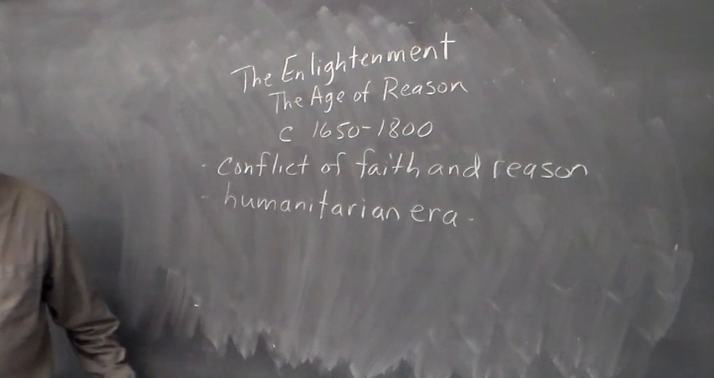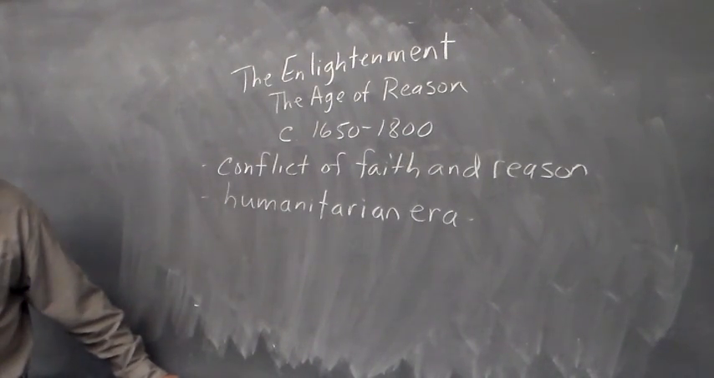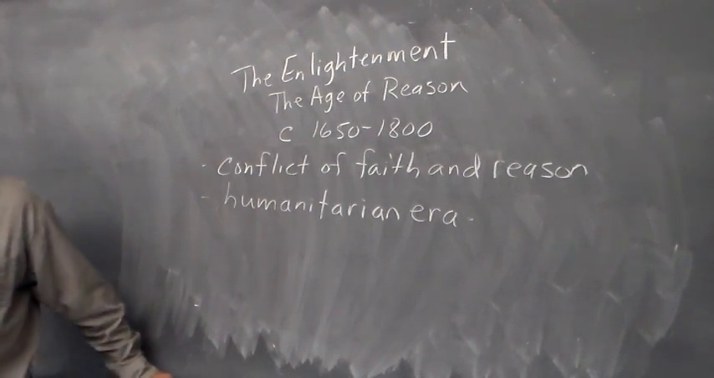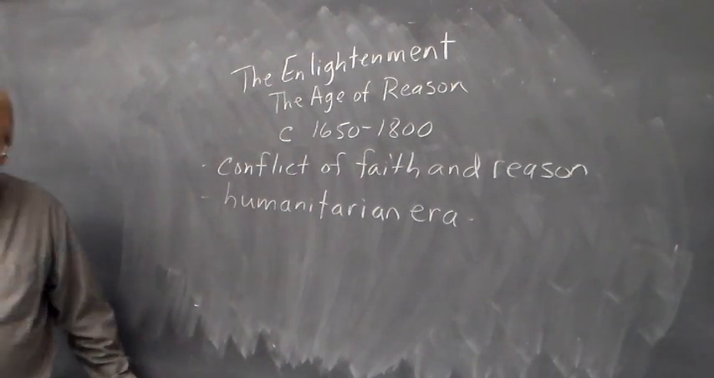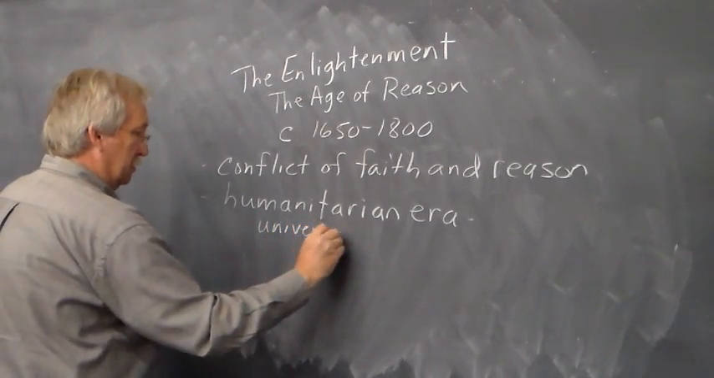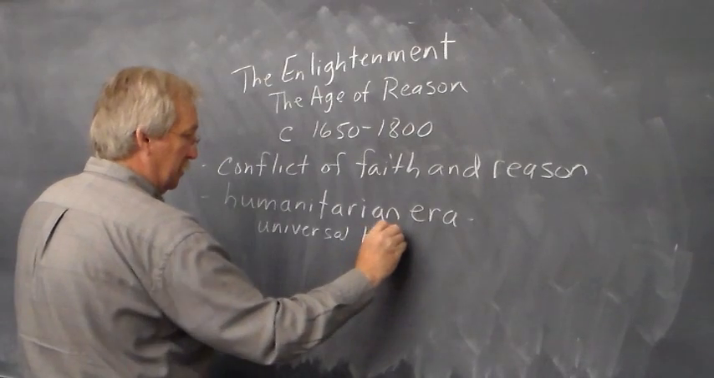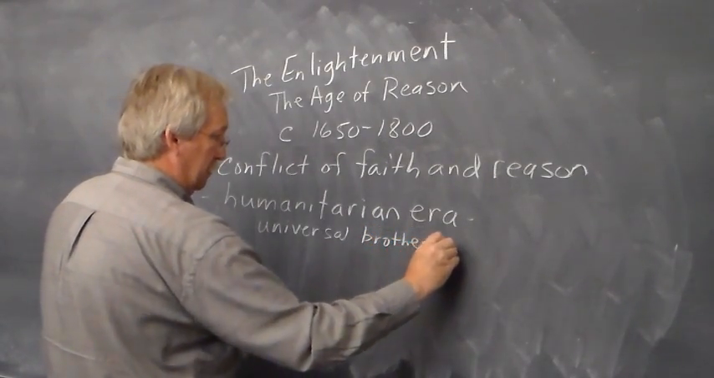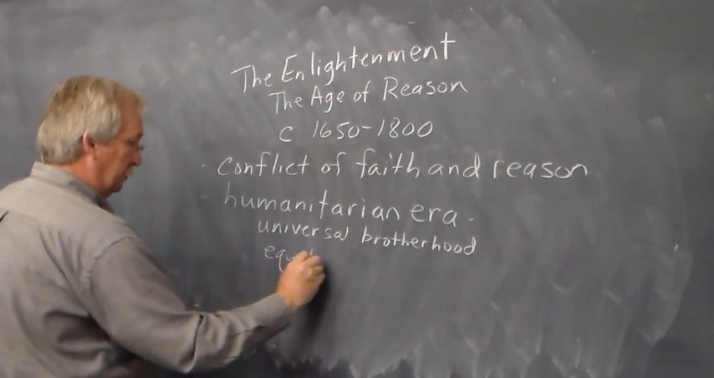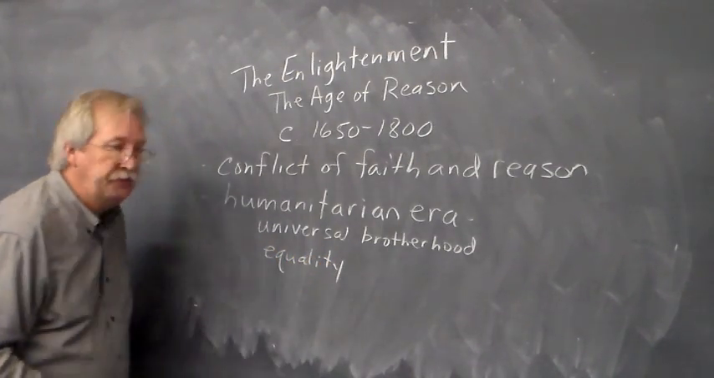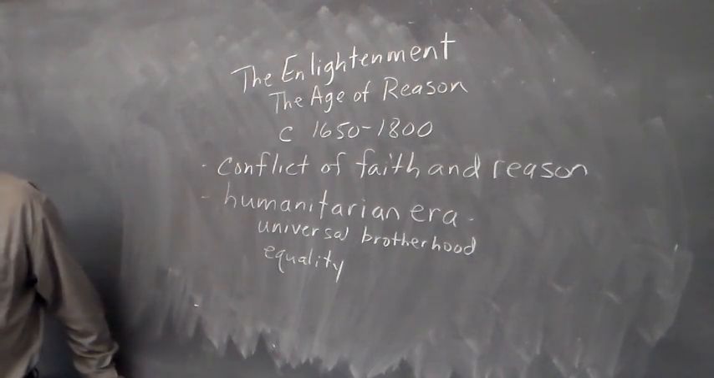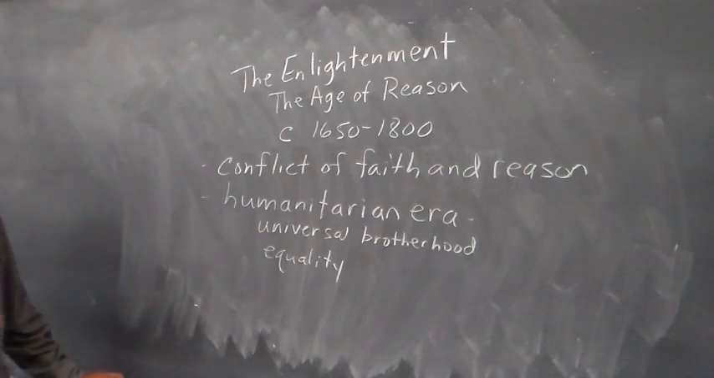So you have groups like the Freemasons that arise, which have to do with universal brotherhood and equality. You see during this era the rise of the middle class, of the merchant class, and they had greater economic might.